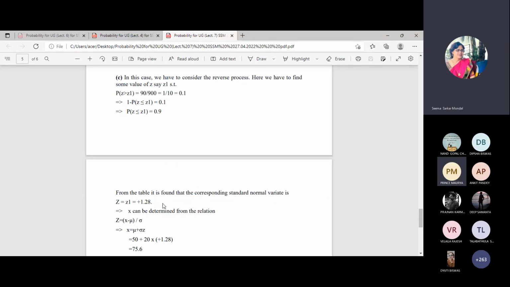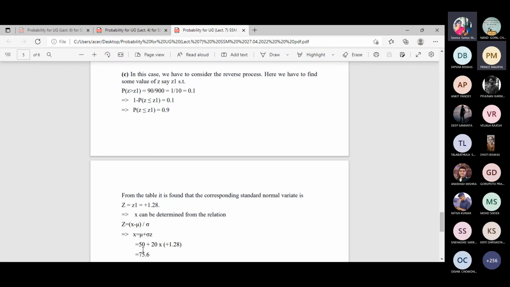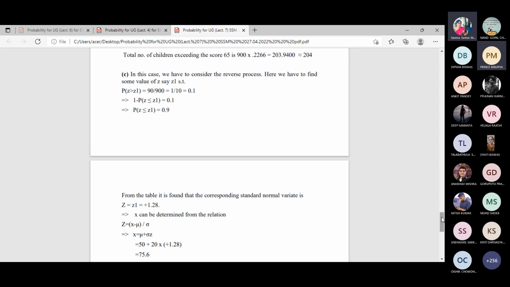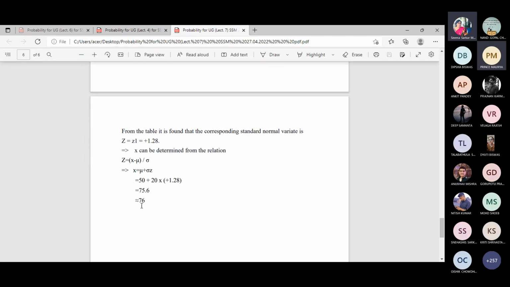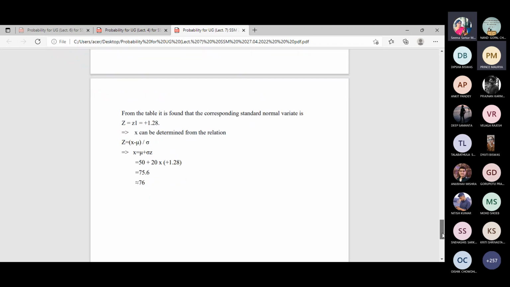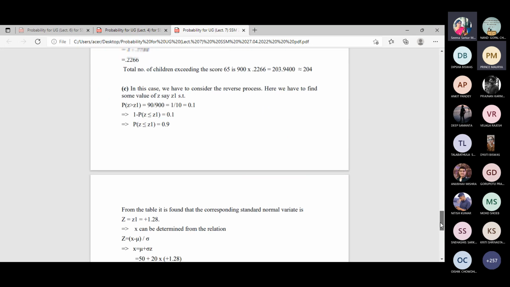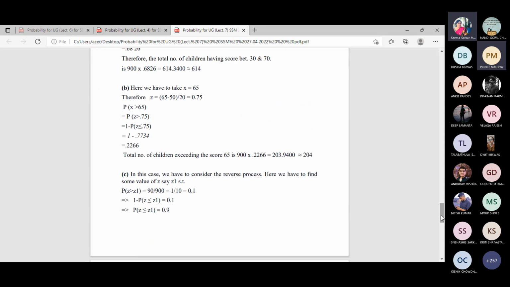And once we have determined the Z value as 1.28, your X value can also be determined because mu and sigma are already given. So the X value is 75.6. So this is the score which will be exceeded by top 90 students. The score can be written as a whole number, 76, otherwise 75.6. So this is how we are considering the problem.